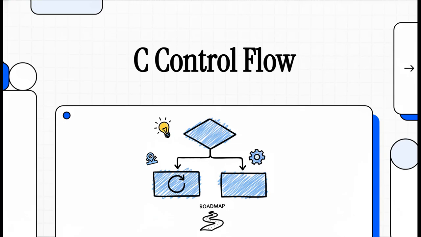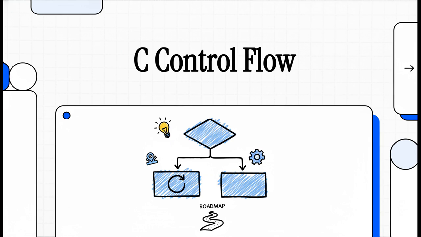Have you ever really stopped to think about how a program decides what to do next? It's not magic. Not at all. It's all about logic. It's about us, the programmers, giving the computer a roadmap of rules to follow. So today, we're diving deep into the very heart of C programming, control flow.